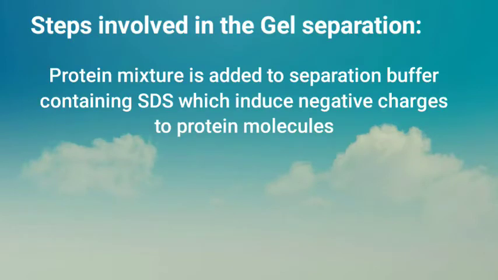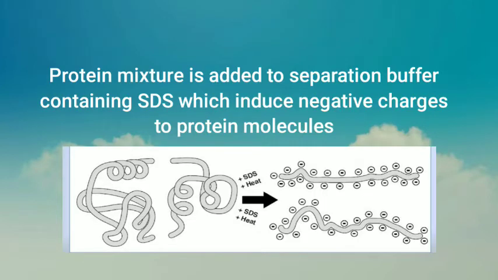Steps involved in the gel separation. The protein mixture is added to the separation buffer. The separation buffer contains SDS, which induces negative charges on the protein molecules. SDS is a detergent. It covers or coats the surface of linear proteins, causing them to acquire negative charges. So all proteins acquire a negative charge.